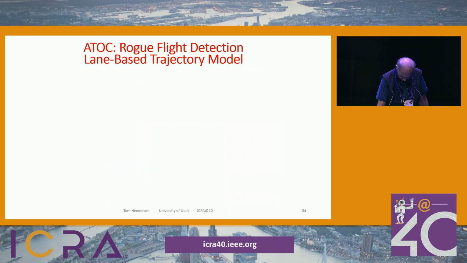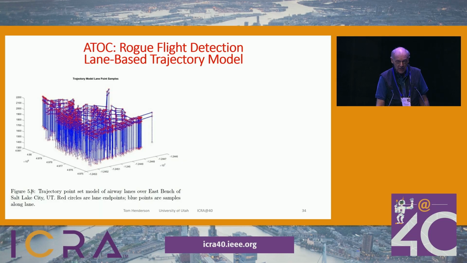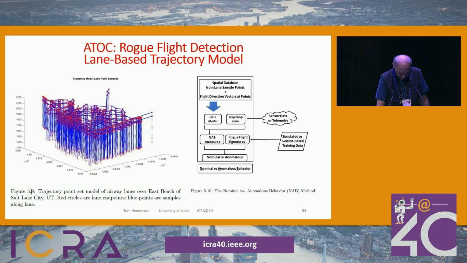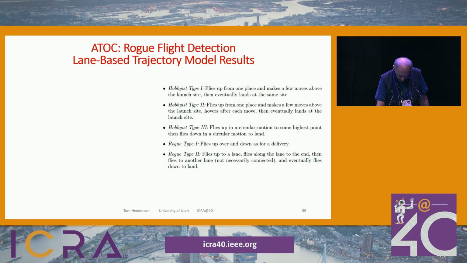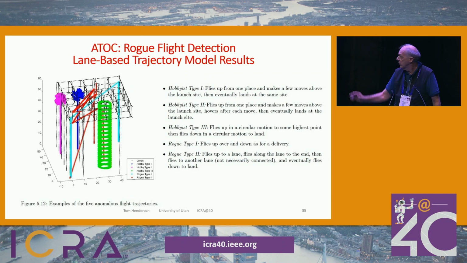So again, just to show you this stuff, this method allows rogue detection pretty easily. If you're not in a lane, you're doing something wrong. So basically we can go in, and I got a picture here somewhere. Yeah, so there's various types of things we looked at, people trying to bug you or hobbyists and so forth. Lanes make that easy to figure out.